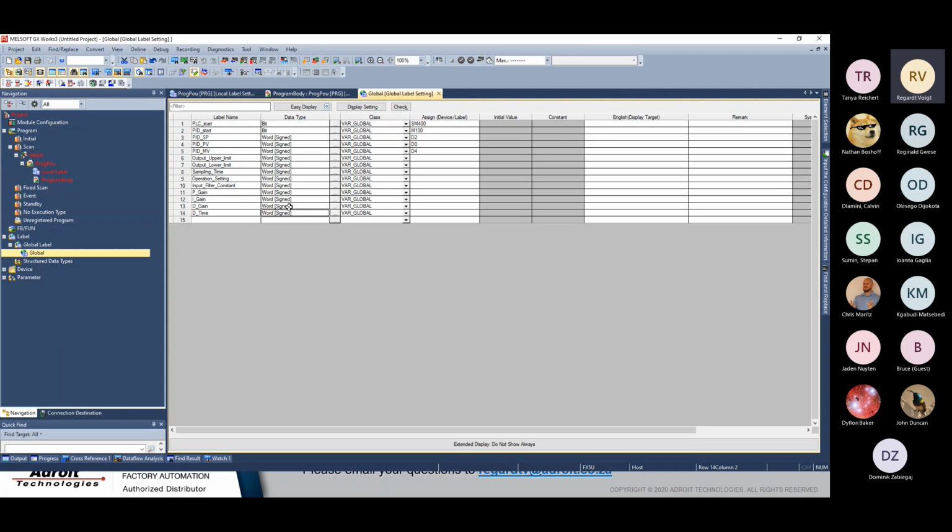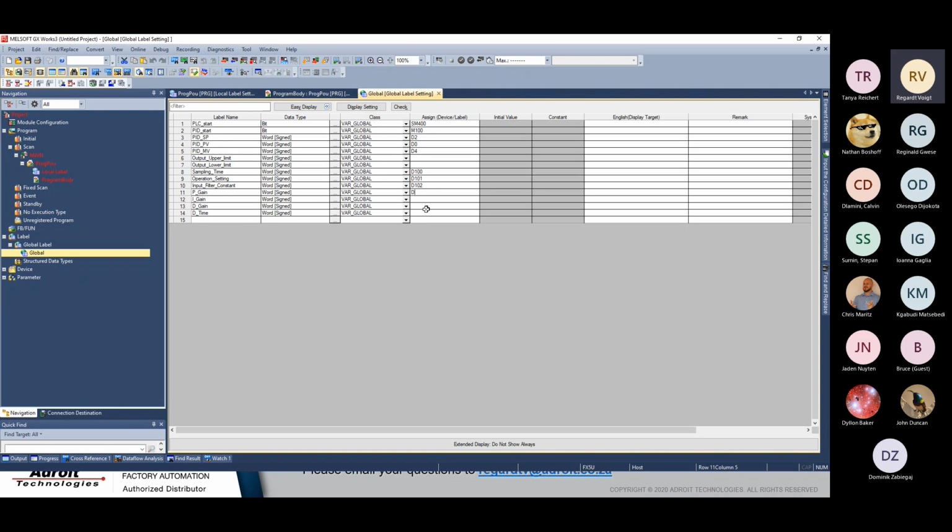So let's just add in here. Your setting time, let's call that one D100 for argument's sake. And the operation setting, let's call that 101. Then your input filter constant, that will be 302. As long as they're consecutive, this is the key point. It must be consecutive. And then your PID gains will be 103 all the way to 106.